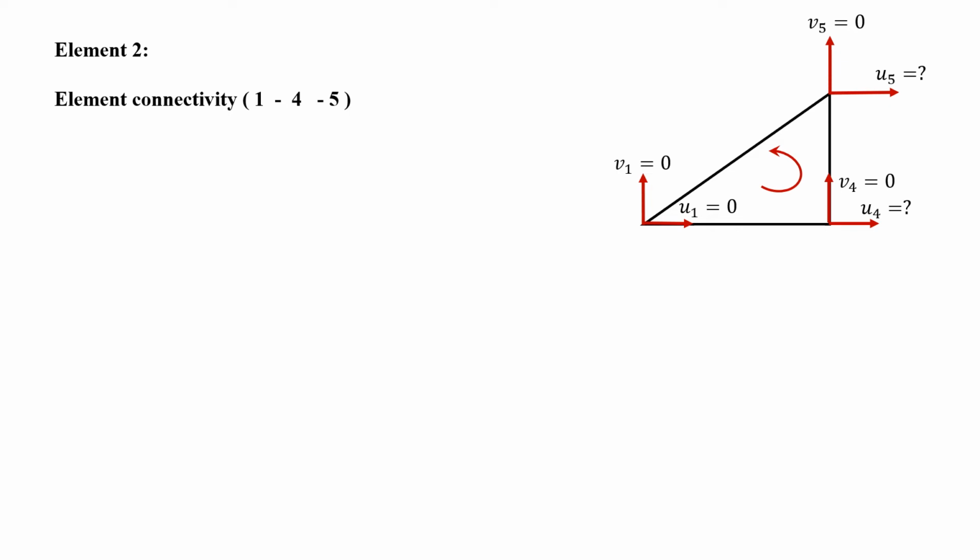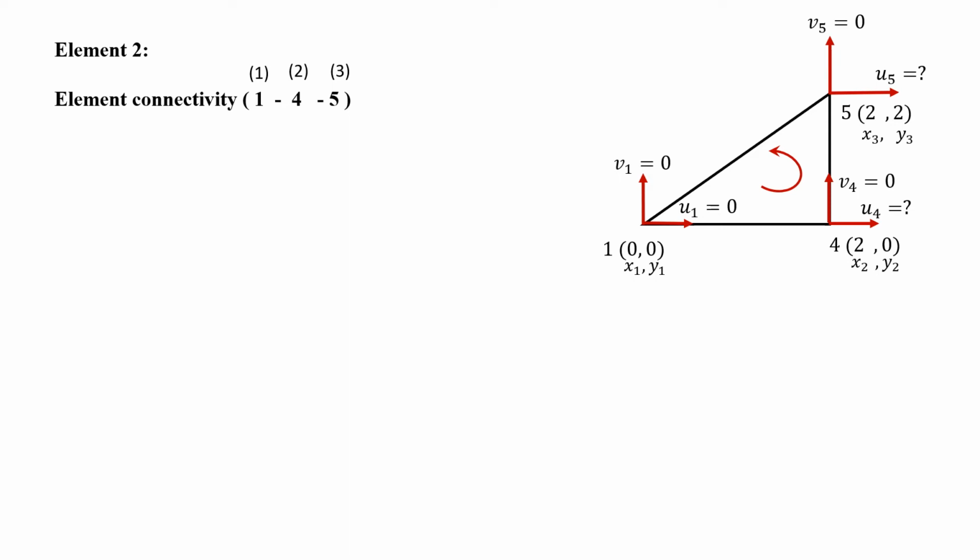Similarly, we have to determine the element connectivity in the first place. For this element 2, I connected it using nodes 1, 4, and 5, which still follows the counterclockwise rule. Therefore, node 1 is numbered 1, node 4 is numbered 2, and node 5 is numbered 3. Thus, for this element, the coordinate of node 1 will be x1, y1, the coordinate for node 4 will be x2, y2, and the coordinate for node 5 will be x3, y3.